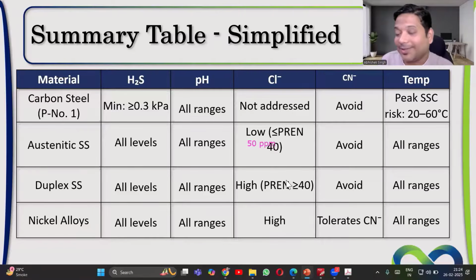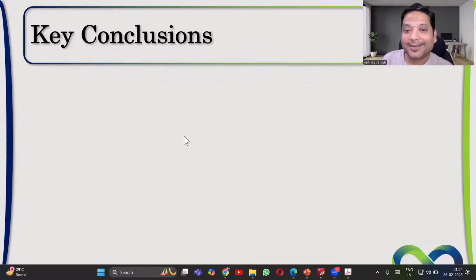Now I'll build upon that. So don't think that this is the end. When we take the examples, I'll try to go one step further and draw some more lines. I hope you are ready for that. Before that, let us see some conclusions.